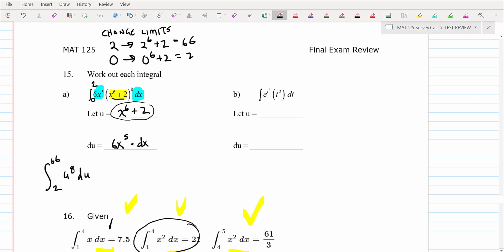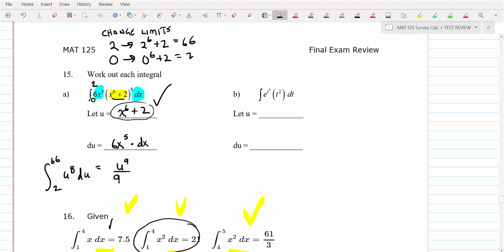All right, are you with me? You have to change the limits. If it's a u substitution definite integral, you have to do that. So just plug in the 2 to the u substitution. Now the integral's easy. What's the antiderivative?